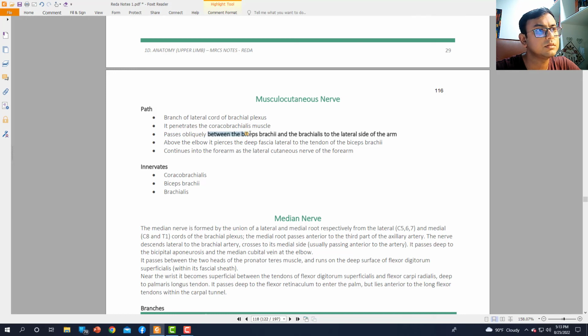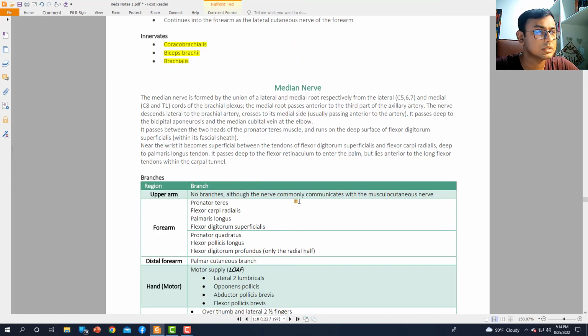The musculocutaneous nerve lies between the biceps brachii and brachialis in the lateral arm and forearm, which is important. It is a branch of the lateral cord of the brachial plexus. It penetrates the coracobrachialis muscle. The three muscles: coracobrachialis, biceps brachii, and brachialis. Must know. This is the must know.